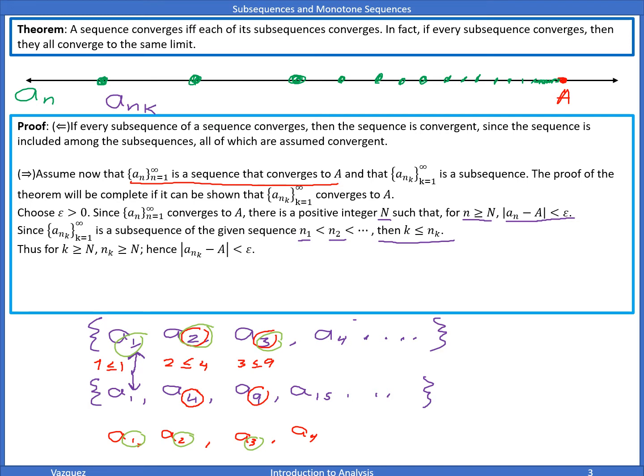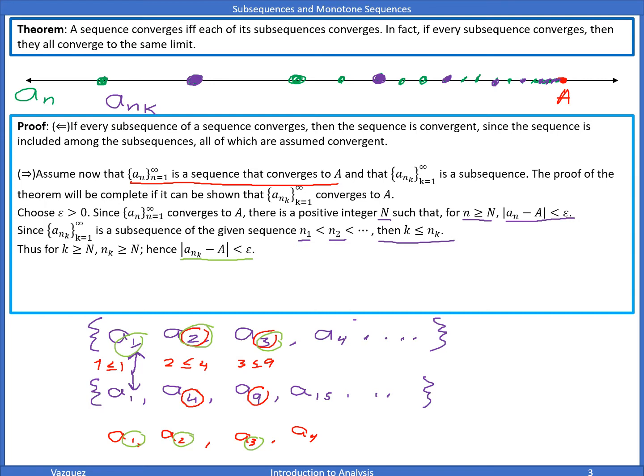So if n sub k is greater than N, we get that the difference between a sub n sub k and its limit point, a, is less than epsilon. So up top on the real line, I'm going to use purple for the subsequence. Let's say we include this point here, we include this point in the subsequence, this one, this one, and so on and so forth. And a bunch of points, we have infinitely many.